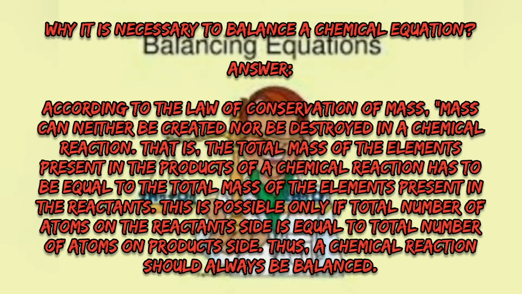According to the law of conservation of mass, mass can neither be created nor be destroyed in a chemical reaction. That is, the total mass of the elements present in the products of a chemical reaction has to be equal to the total mass of the elements present in the reactants. This is possible only if the total number of atoms on the reactant side is equal to the total number of atoms on the product side. Thus, a chemical reaction should always be balanced.